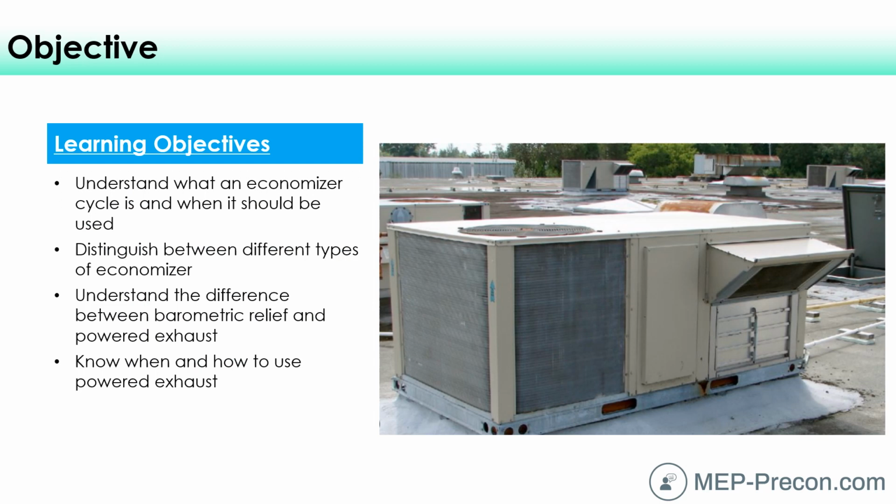All right, the objective of this is to understand what an economizer is, if you've never heard of that before, when it should be used. There's a couple different types of economizer. We'll talk about that and distinguish the differences there. And then we'll talk about the difference between barometric relief and then powered exhaust, and know when and how to use powered exhaust. Those couple of terms, power exhaust or powered exhaust and economizer, you're going to hear a lot in the HVAC world, and so this is to help you understand what those are and when they're used.